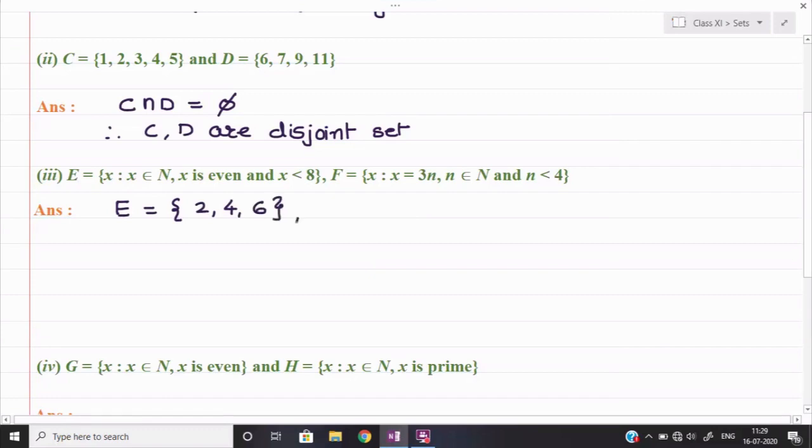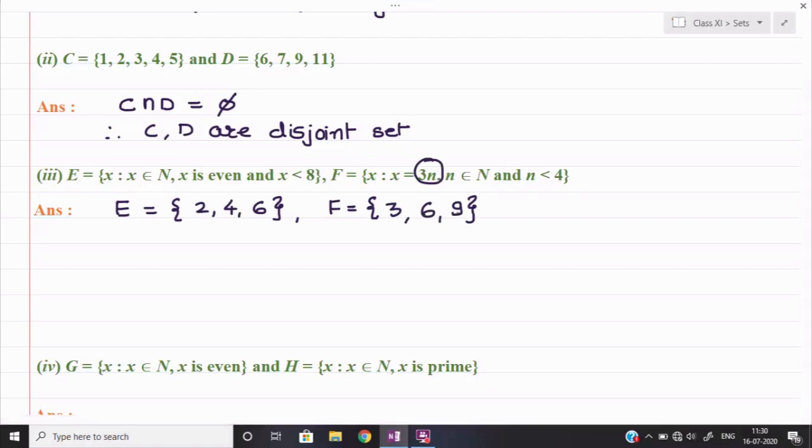Three elements will come. Similarly, set F is also a set of natural numbers, but the value of n will be less than 4. What is the value of n? It could be 1, 2 and 3. So if I put the values of n in 3n, the first value will be 3, the second would be 6 and the third will be 9. One by one you put the values n equal to 1, 2 and 3 in 3n.